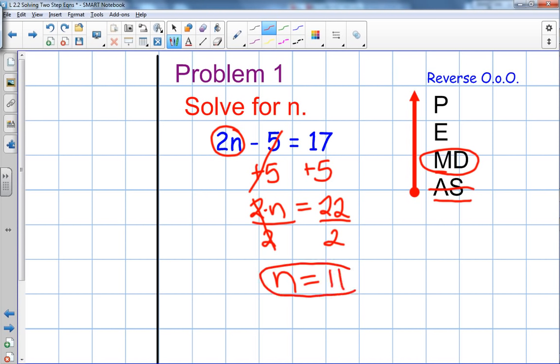And there's my solution. And again, notice that it's n equals 11, not just 11. You start with an equation, and you solve, and you end with an equation.